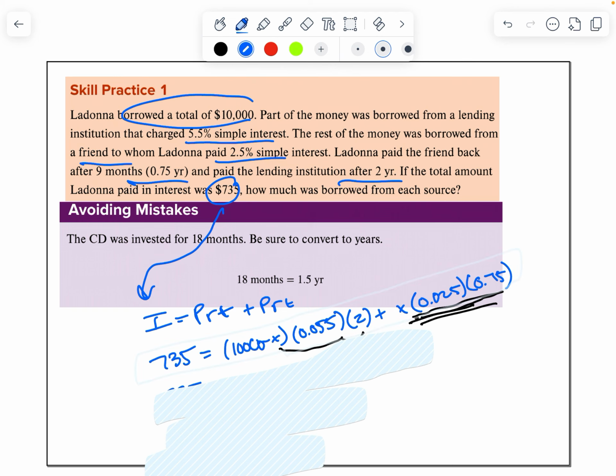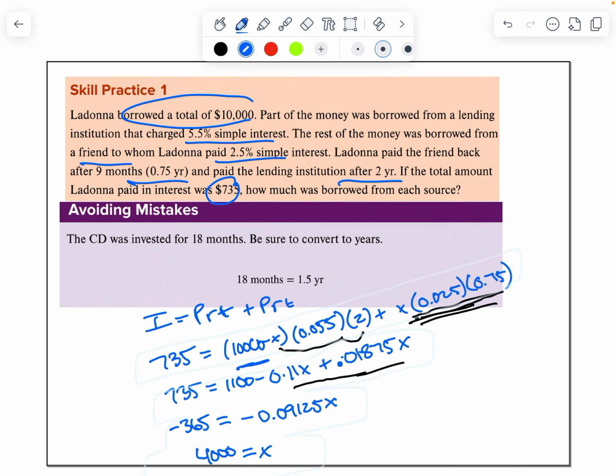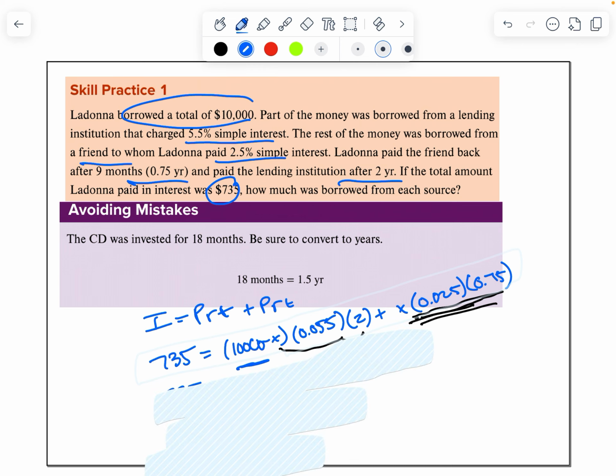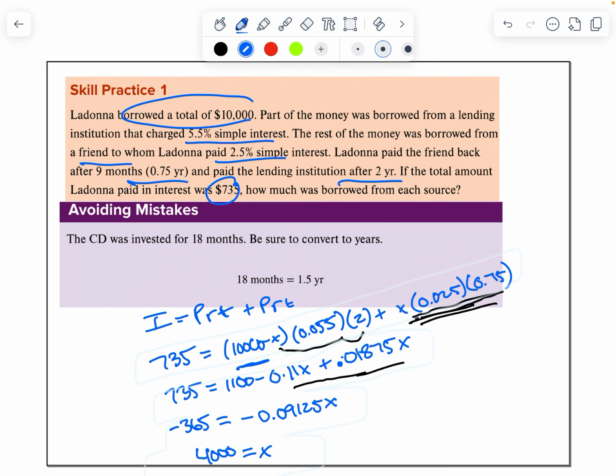So here's my initial setup. You see that I've got x here and 10,000 minus x here. It doesn't matter which one you go with, okay? It does not matter which one you start with. This left one could have been x and that one could have been 10,000 minus x, just like in the last problem. Again, you distribute on the left, distribute on the right. You end up with something that looks like this. Combine your like terms, subtract the 1,100 over and divide by 0.09125. You end up with 4,000 equals x.